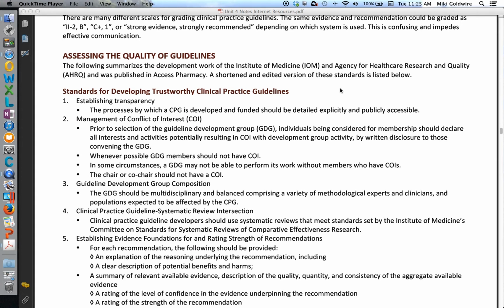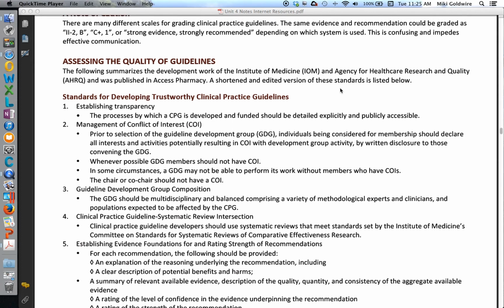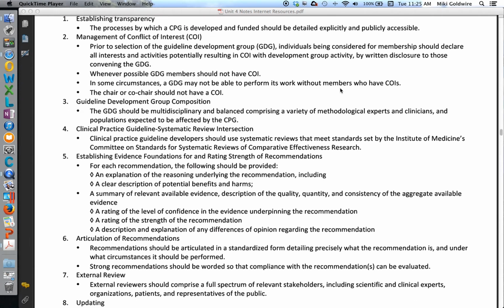Number 4, clinical practice guidelines systematic review. Developers should use systematic reviews that meet the standards by the Institute of Medicine's Committee on Standards for Systematic Reviews of Comparative Effectiveness Research. So again, you want to have criteria for use of systematic reviews. And you want to have criteria set up on how exactly the review will be accomplished. Number 5, you need to establish evidence foundations for and rating strength of recommendation.